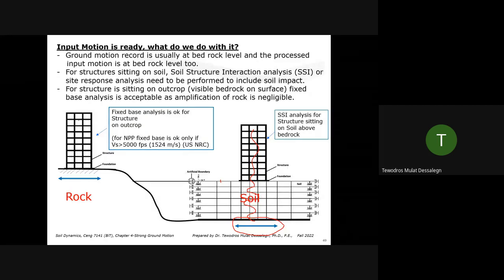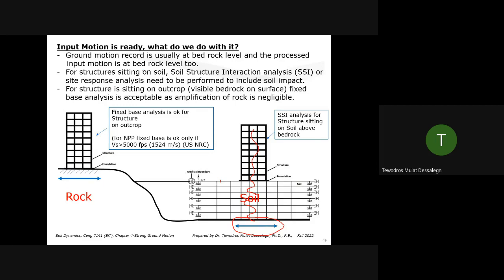For example, SAP and STAAD.Pro model only the top part. Or FLAC can also model the soil, but it has limitations. You cannot model much. There is an advanced software like SASSI. It can model a much larger area of the soil together with the structure.